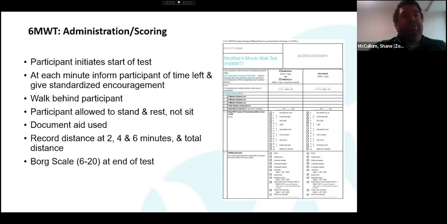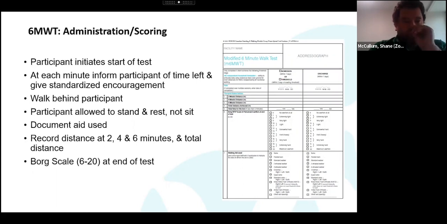One difference is that the participant is allowed to stand and rest, but not sit. You can document the aid used, and you also record the distance at 2, 4, and 6 minutes and the total distance. So there's a spot on the sheet to do that. So that kind of gives an indication of whether they're able to maintain their pace the whole time or whether they actually slow down or speed up as they progress as well.